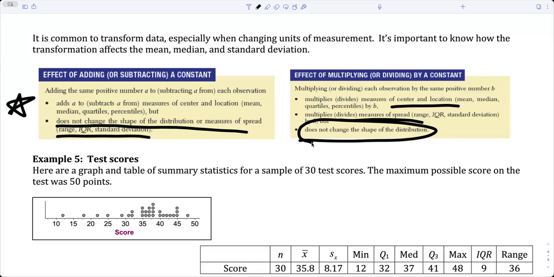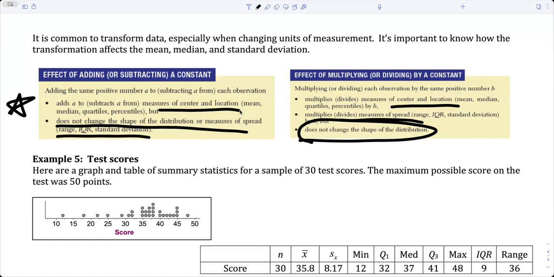Does that make sense? So if I add or subtract a constant to a distribution, then the measure of center and the location will go up. That makes sense. However, the shape will not change because everything is changing by the same amount. And the spread will not change either because everything is changing by the same amount, a constant. That's if I add or subtract.